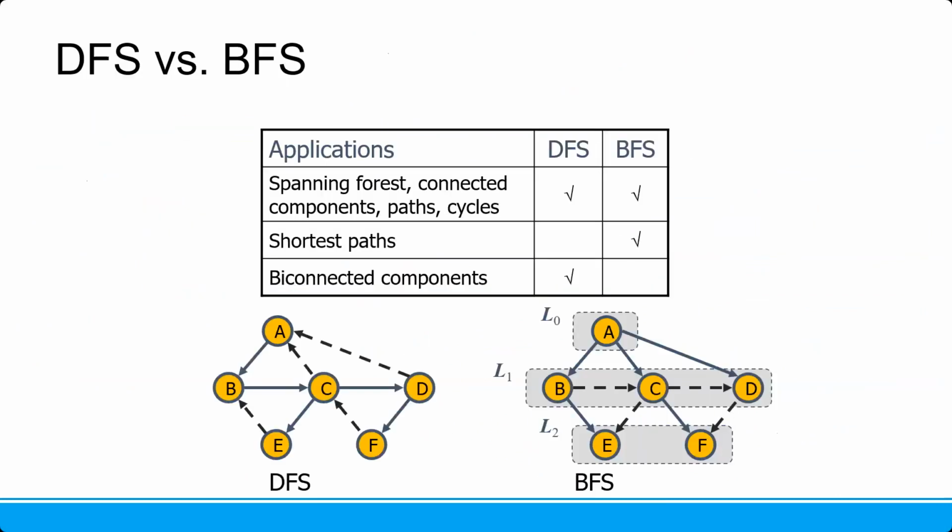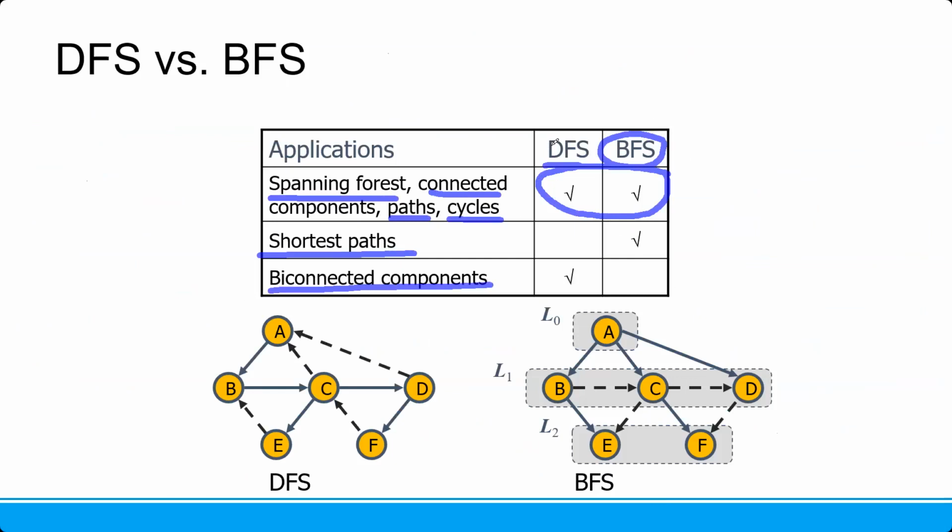In the literature, they mention some applications of BFS. For example, you can find the spanning tree. You can check the connected components. You can find a path. You can find a cycle. DFS is good for finding the path. BFS is good for finding connected components.